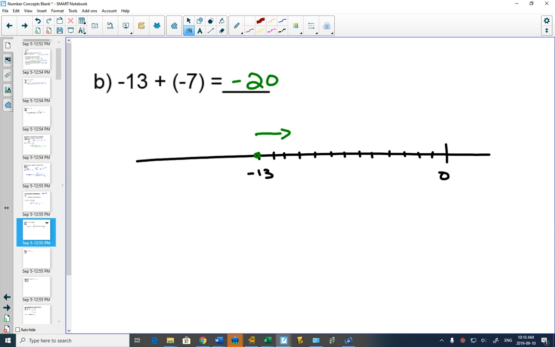So watch this, ready for this? Check it out. The negative makes it go in the other direction, so we're going to go 7 back in this direction. 1, 2, 3, 4, 5, 6, 7. That gets me to -20. We also remember that adding a negative, since it's going back, is the same as subtracting. This is the same as -13 minus 7.